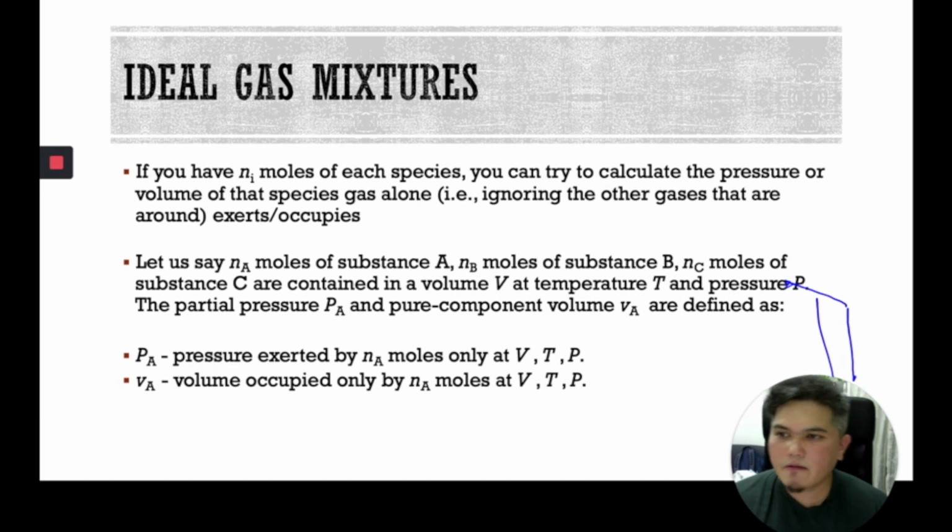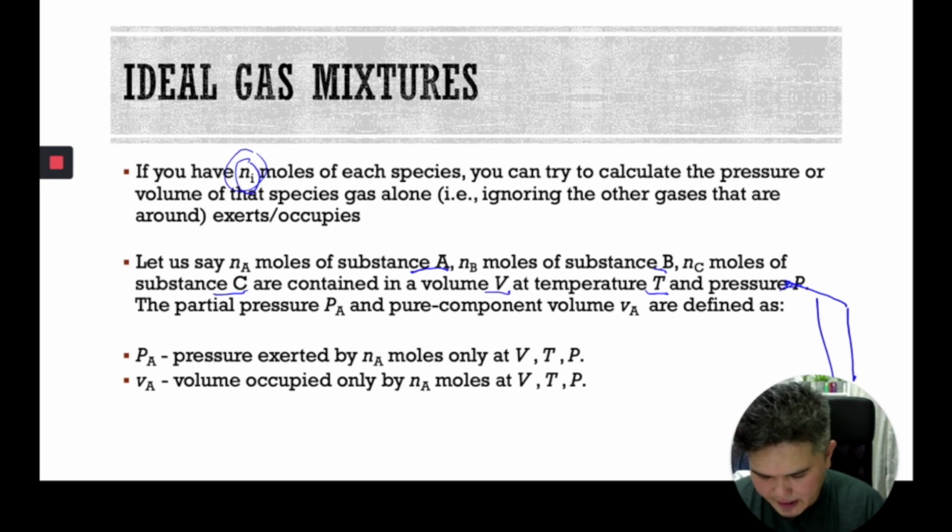If you have n1 mole of each species, you can try to calculate the pressure or volume of that species gas alone, if you have only one. But now, let's say you have a substance A, a substance B, and a substance C, which are contained in a volume V, at a temperature T and pressure P. How do we estimate the parameters that we need to know from here?